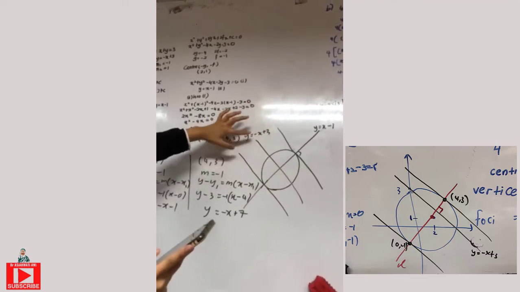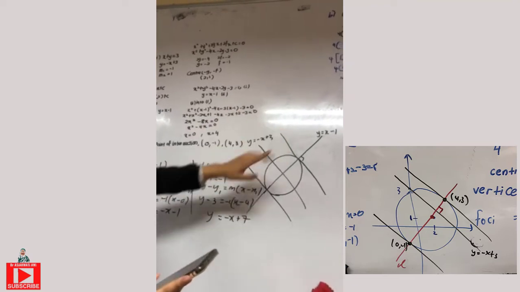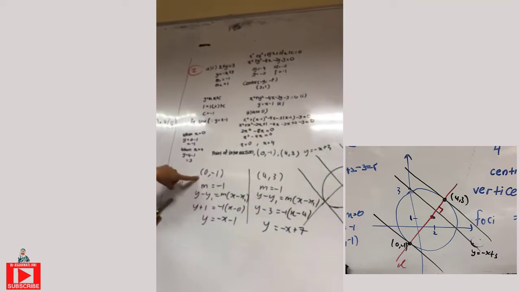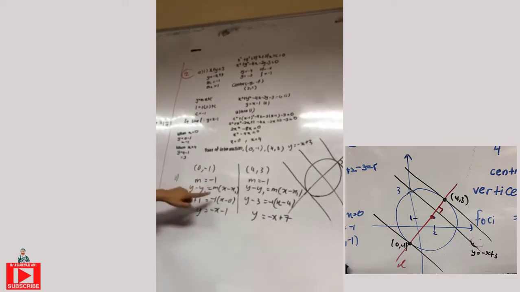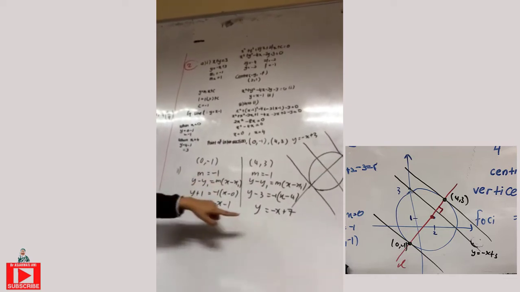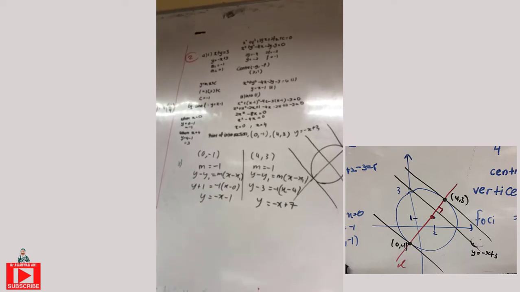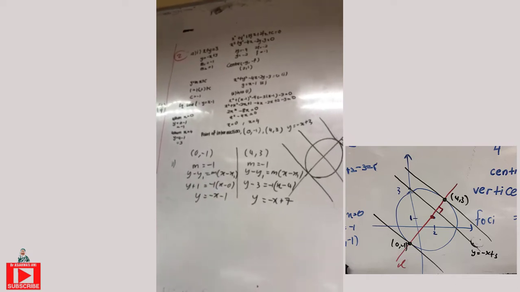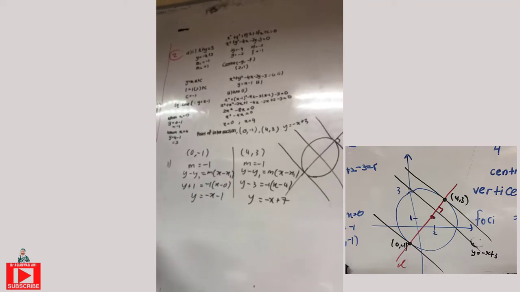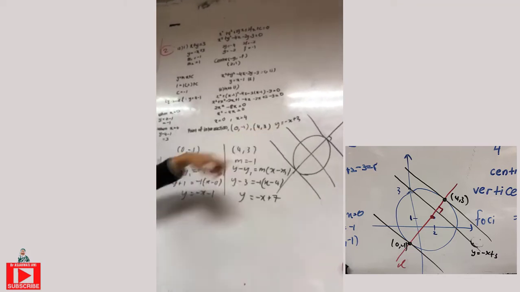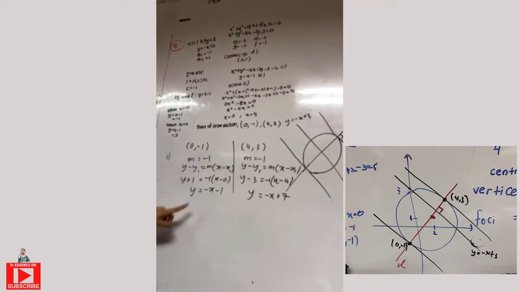Okay. And then you get the intersection point. Intersection point is 0, -1, and 4, 3. And you just sub into the equation, and then you get the tangent equation. So the putting is get M, right? M gradient. Gradient, because is parallel, so the gradient is the same. So the answer is 2 equations.